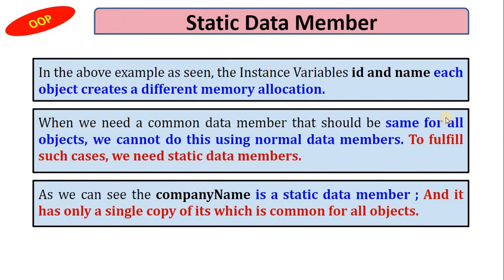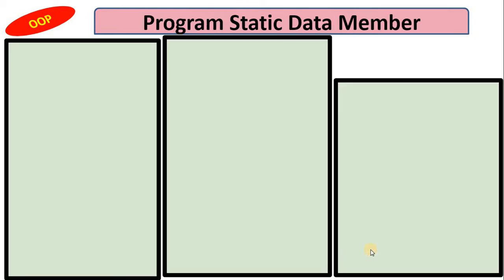So in the above example, we have seen that for the instance variables ID and name, each object creates a different memory allocation. When we need a common data member that should be the same for all objects, we cannot do this with normal data members. So to fulfill these cases, we need static data members. As we can see, the company name is a static data member and it has only a single copy, which is common for all objects.